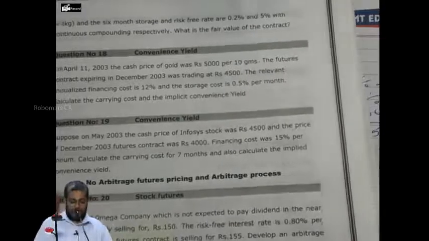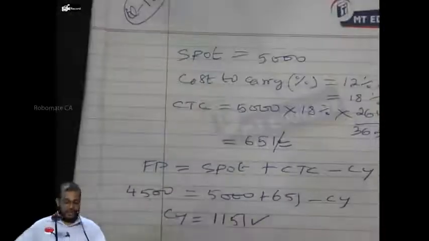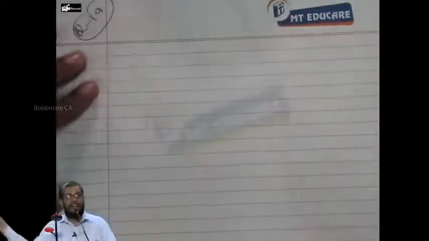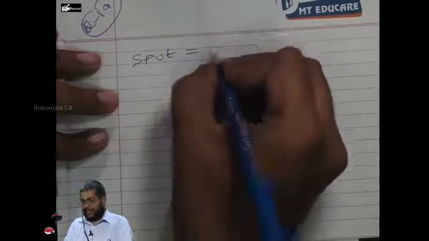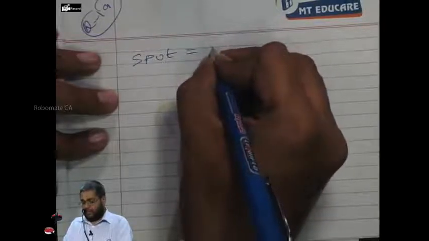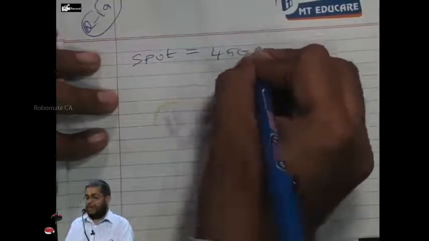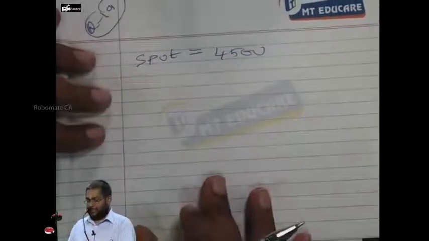Question number 19. Can I start now, please? What is the spot price of this Infosys share? Tell me the amount. The spot price is 4,500.